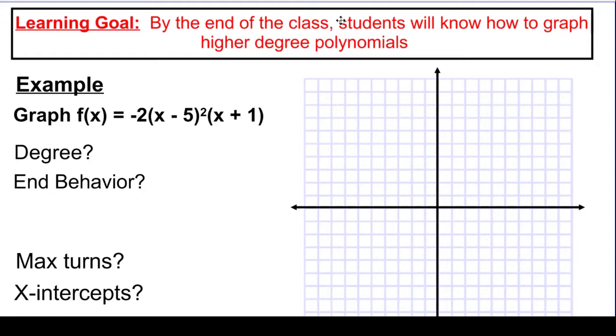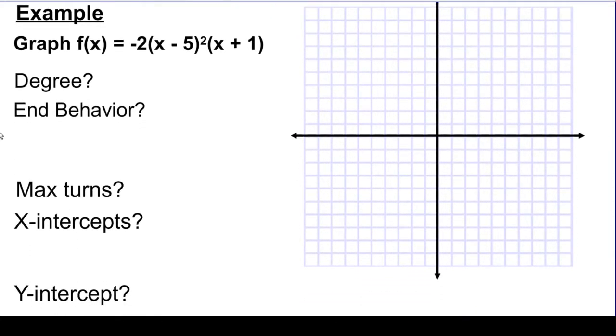Alright, so when we're looking at this problem, I'm just going to ask you a series of questions about f of x, and then we're going to answer all those questions and use our answers in order to graph the equation. So if I were to take a look at this and say, what is the degree of the polynomial? If you remember, what we said was, in order to figure out what the degree is, count how many factors there are, counting all the duplicates. So in this case, I would say 1, 2, right? Because squared means there are 2 x minus 5. So 1, 2, 3. This is a degree 3 polynomial.